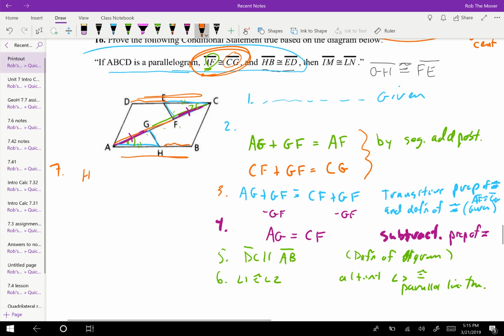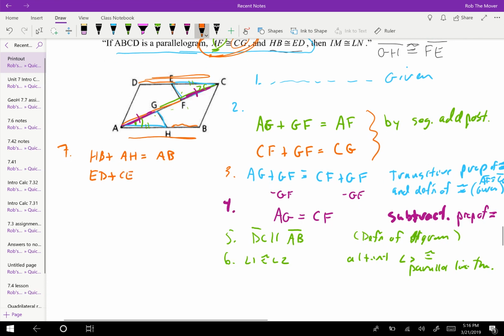So I get HB plus AH is equal to AB. And what do I want to do? ED, yeah, ED plus CE is equal to CD. This is by segment addition postulate.